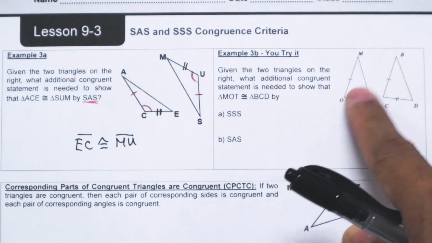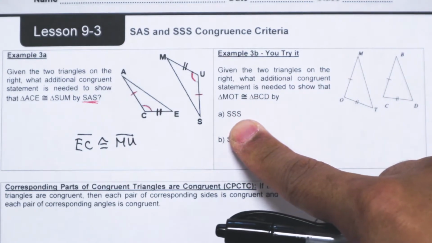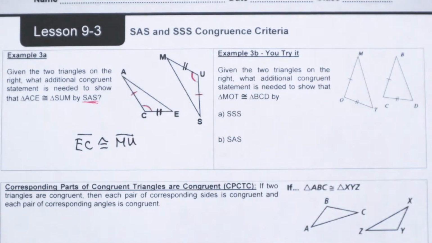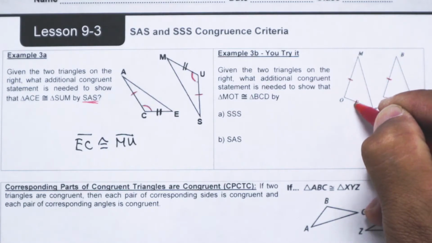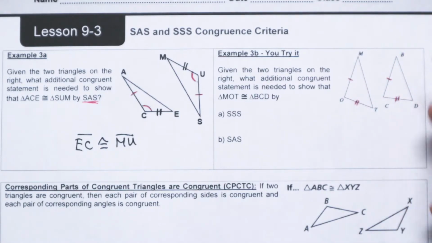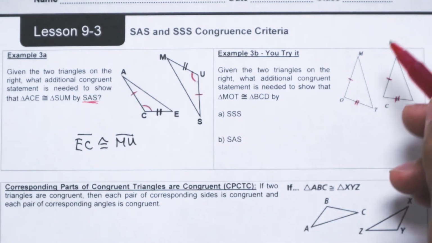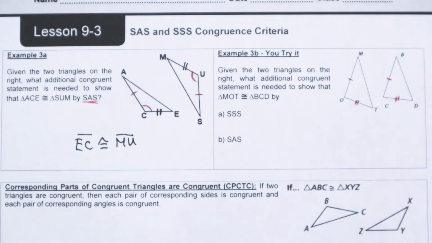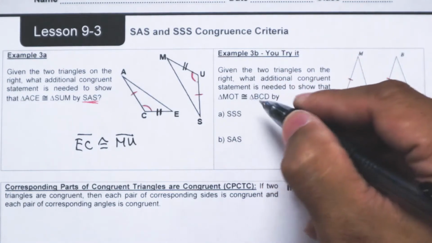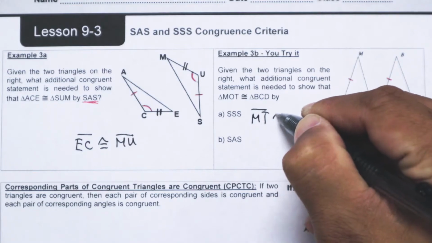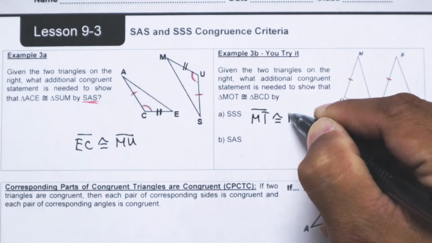Well, how do you prove these two triangles are the same by SSS? Well, we already have one pair of sides being congruent, which is represented with 1 tick marks. We have another pair of sides being congruent, which is represented by 2 tick marks. So to have a third pair of sides, we're just going to need this side to be equal to this side. So therefore, we need to have segment MT congruent to segment BD.